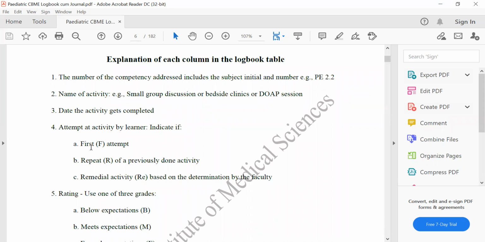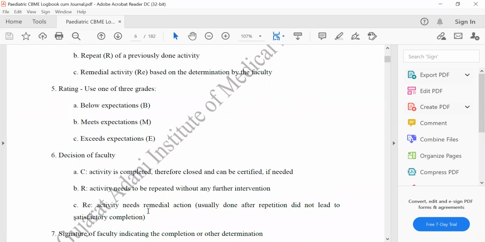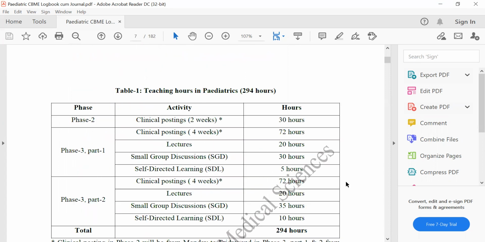In this short form, F means the student has completed the activity in the first attempt. R means repeat of a previously done activity, and if there is any remedial activity based on the determination of the faculty, then RE. And the rating we have to give is below expectation B, meet expectation M, and exceed expectation E. And then the decision of the faculty: C for activity completed, R for activity needs to be repeated, and RE for where remedial action was required.